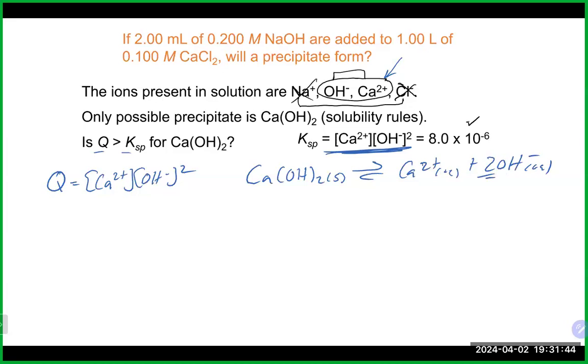So really, in order to calculate Q, we want the concentration of each of these ions when they're dumped together, basically. So when they're mixed together. And to do that, we should do a little M1 V1 equals M2 V2 action on this. I got my volume in different units. So what I'm going to do is just convert my 1 liter into 1,000 milliliters. That way both volumes are in the same units.